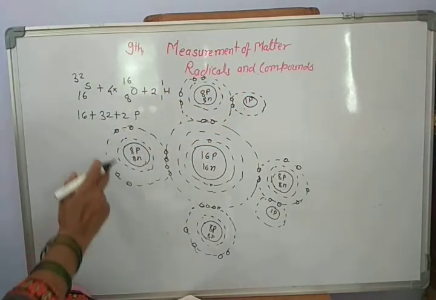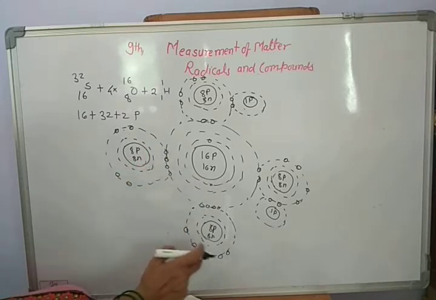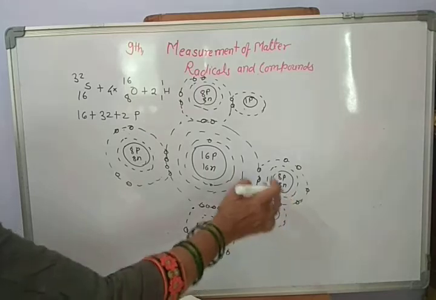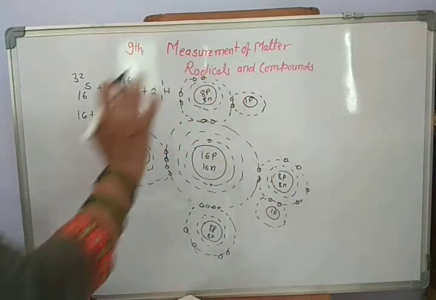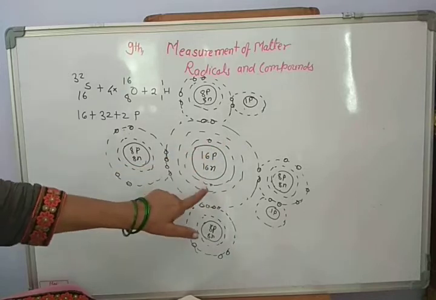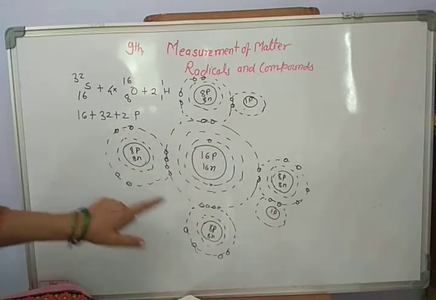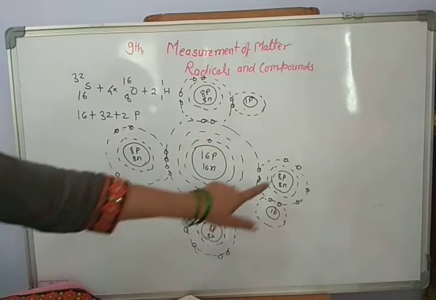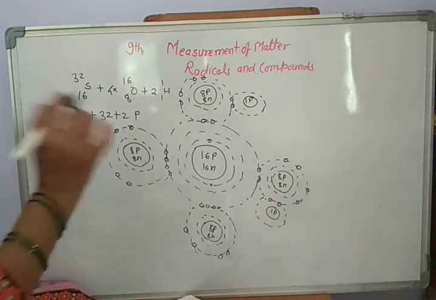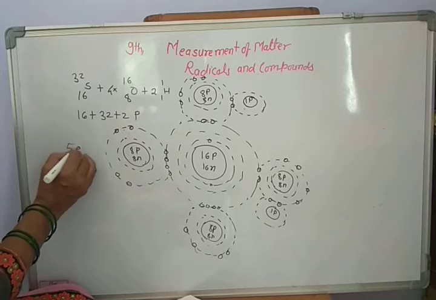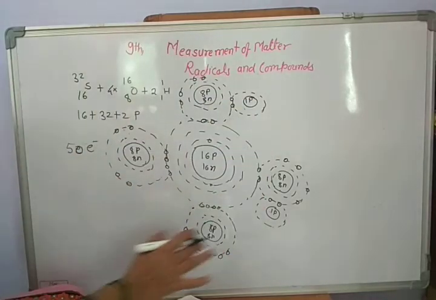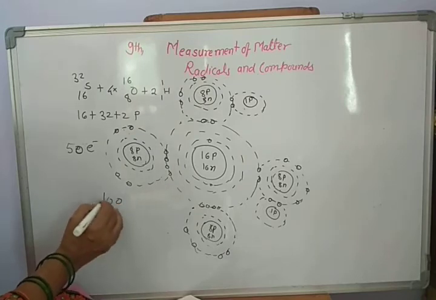1 2 3 4 5 6 7 8. And here there are 8. Here there are 2. Here inside there are 2. Inside there are 2. Inside there are 2. Inside there are 2. So total 50 electrons are there. So net balance on this is 0. So no charge.